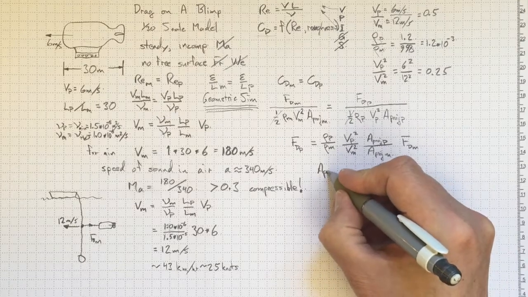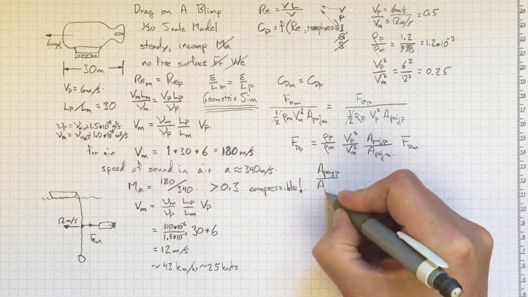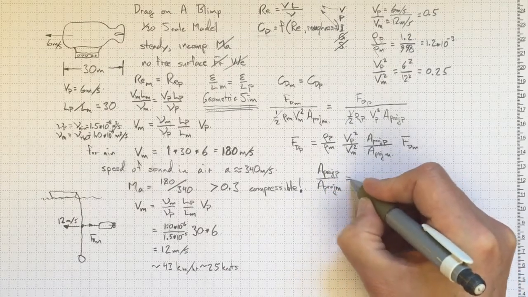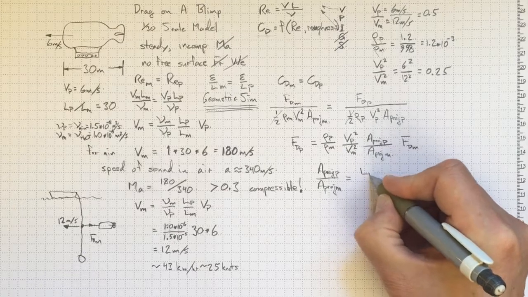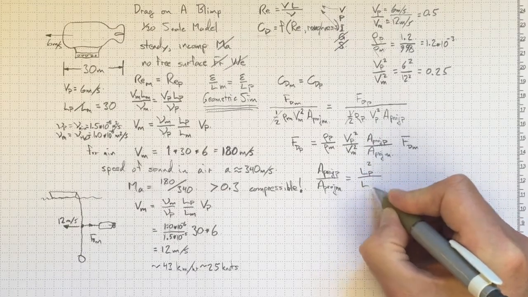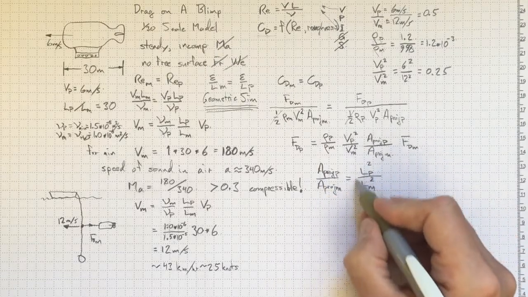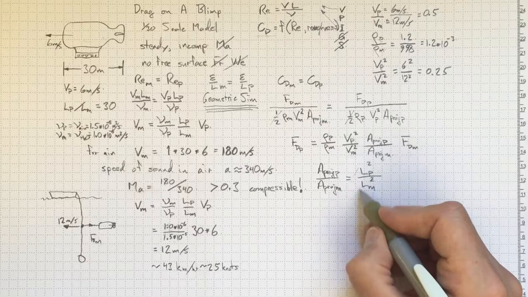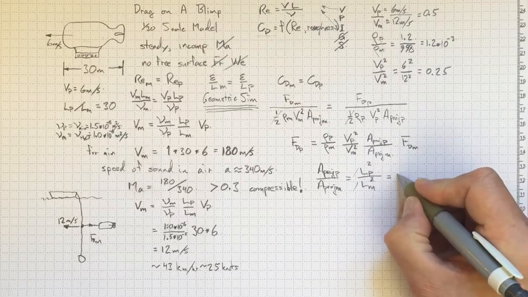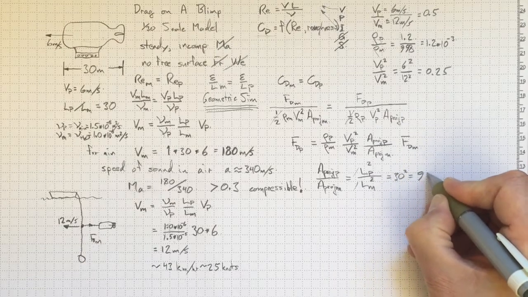The projected area for the prototype divided by the projected area for the model will be equal to the length for the prototype squared divided by the length for the model squared. And there'll certainly be some other geometric factors in there, but they'll cancel out top and bottom. And that'll wind up being 30 squared, or 900.